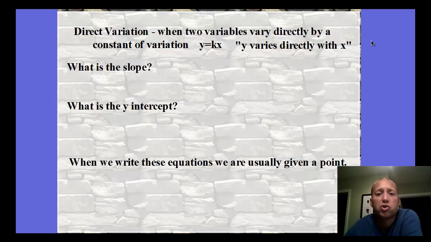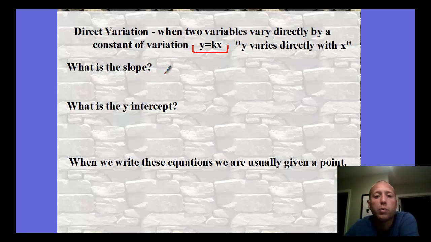So direct variation is just a linear equation, but it's when two variables vary directly by a constant of variation k. So we say that y varies directly with x. And so if you look at the form of the equation, you should recognize that y equals kx. You should recognize it as our slope-intercept form. It's just a very specific kind of slope-intercept form because it doesn't have a y-intercept here.